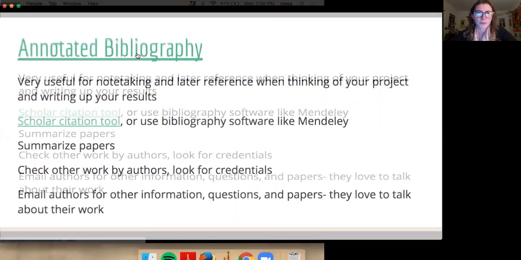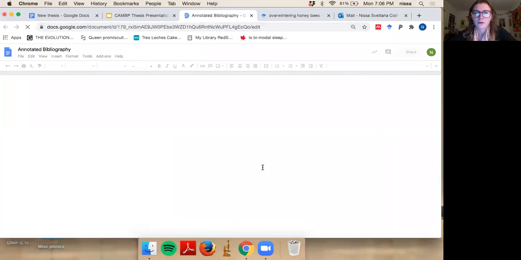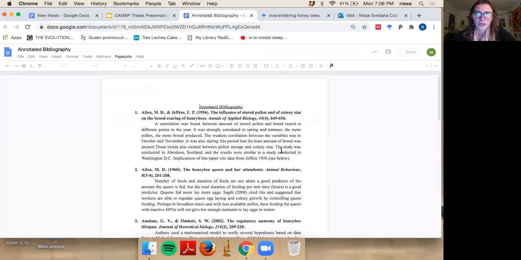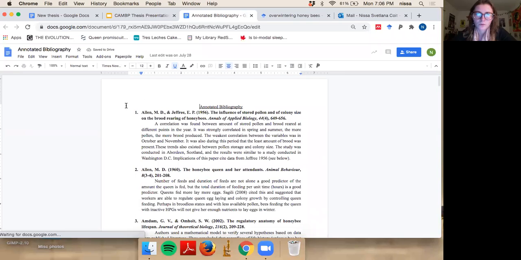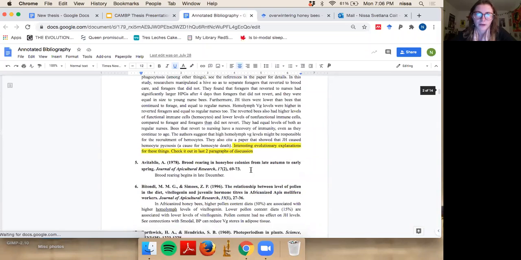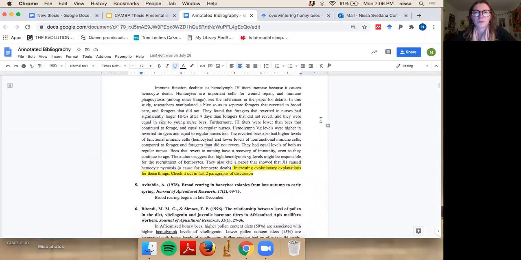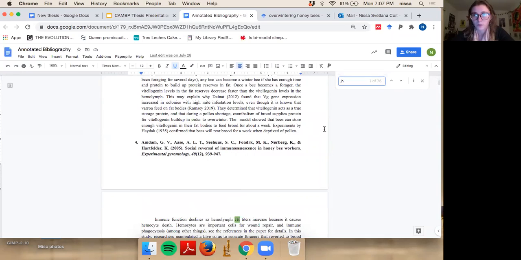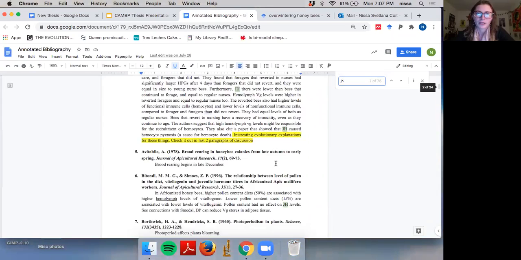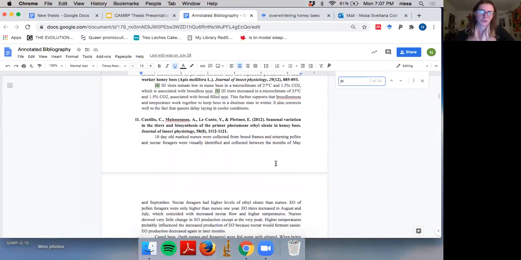So I'm going to share an example of my annotated bibliography that I made for this project. And it's, I think, like 10 pages long. I just put the reference for the paper and then a little blurb about it, so that later on I can go back and reference it, find where things were, where papers were, so that I can cite them later when I'm writing the paper up. And it's really great to use the Command F tool. So if I want to know which papers were talking about juvenile hormone, I can do that and go through, and it's a really great resource so you can see what's been done.